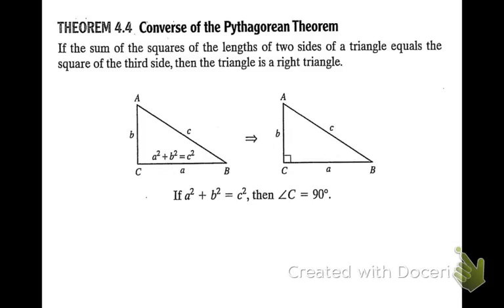The converse of the Pythagorean theorem. The converse of the Pythagorean theorem says if the sum of the squares of the lengths of two sides of a triangle equals the square of the third side, then the triangle is a right triangle. The Pythagorean theorem says if you have a right triangle, then it's just the converse of that statement. So we are proving the converse of the Pythagorean theorem. We're showing we have a right triangle. So we're going to prove that.